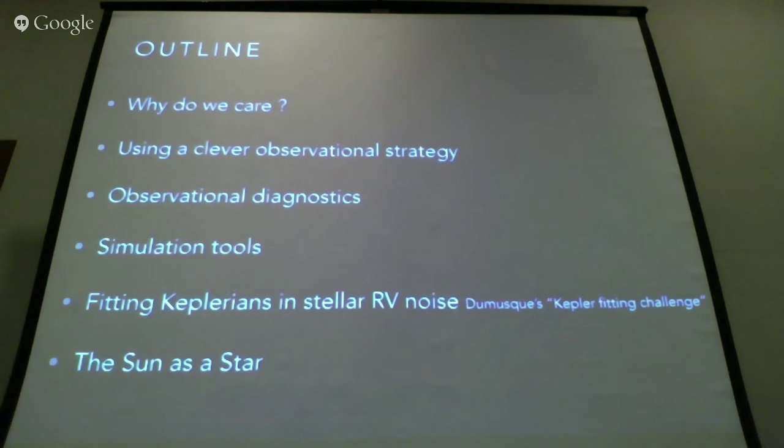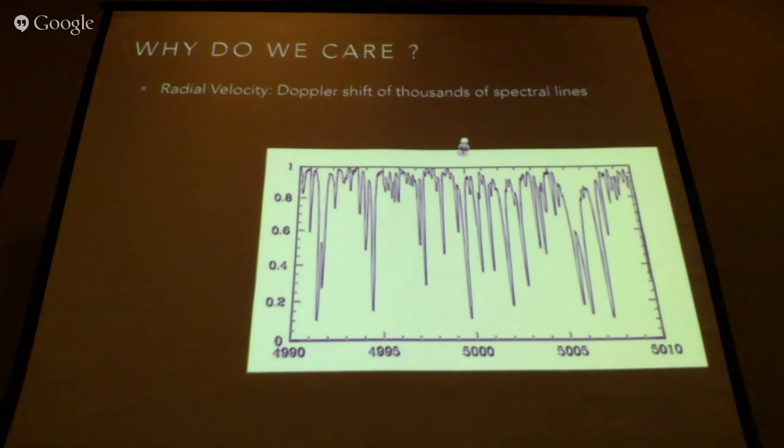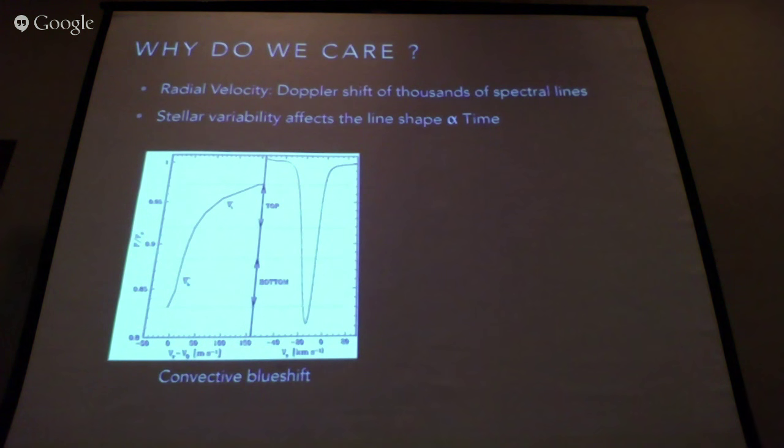So first, I will recall why we care about stellar activity in radial velocity. Radial velocity is a measurement of the Doppler shift of thousands of spectral lines, and if you have a planet, this is only a shift. But the variability of the star is going to affect the line shape as a function of time, and this variability of the line shape is going to force radial velocity variations, and it is going to mix with your planets.